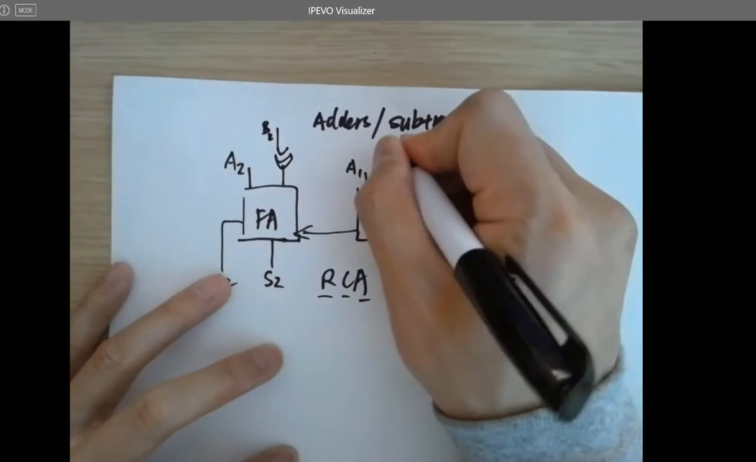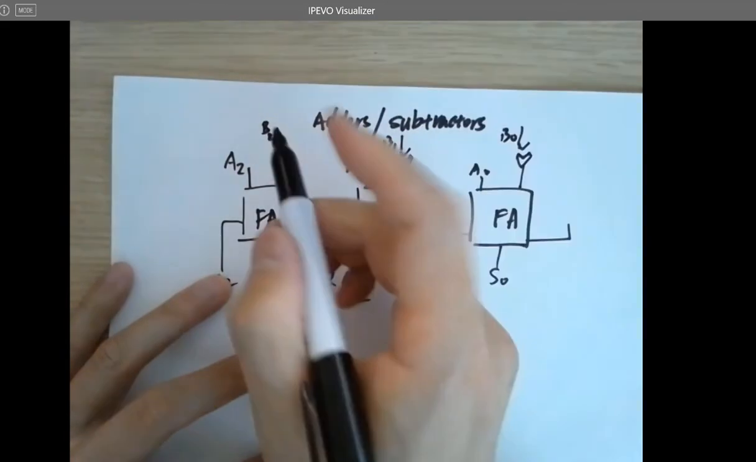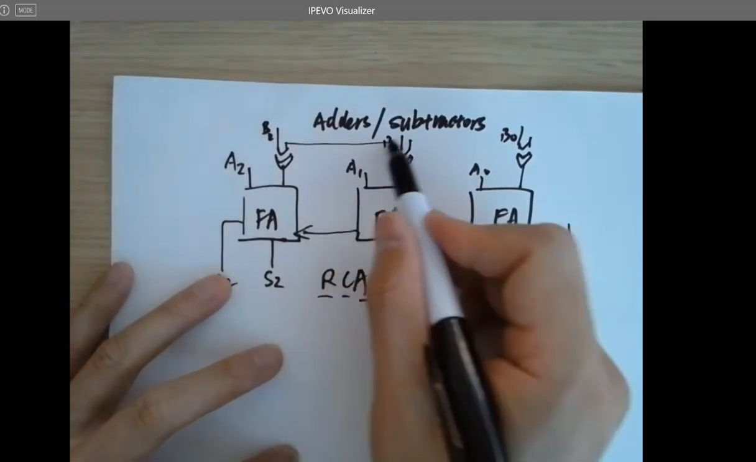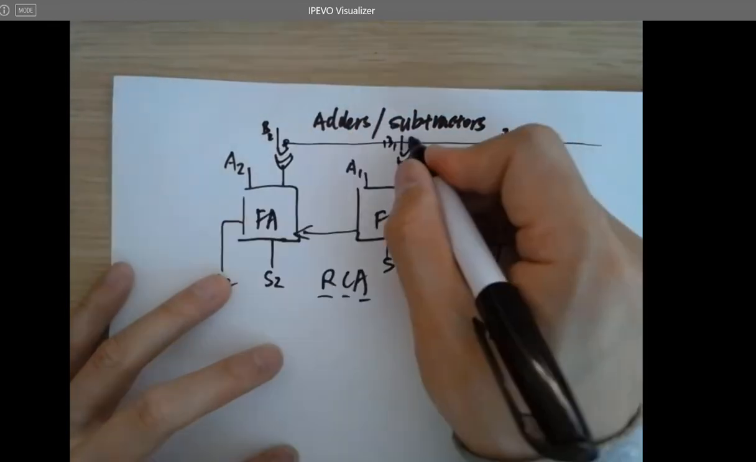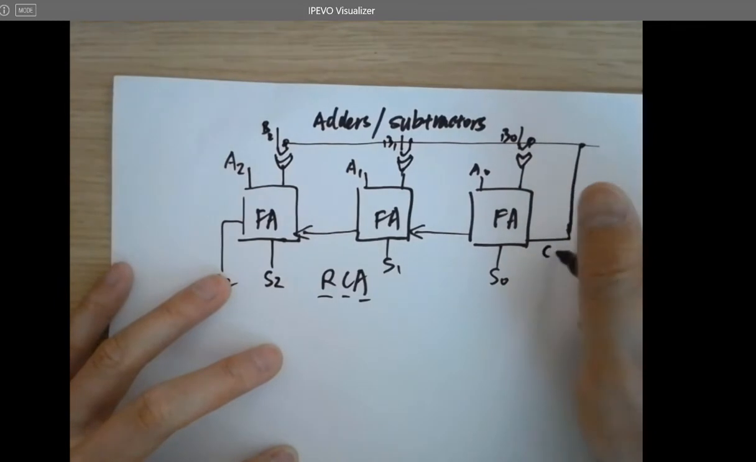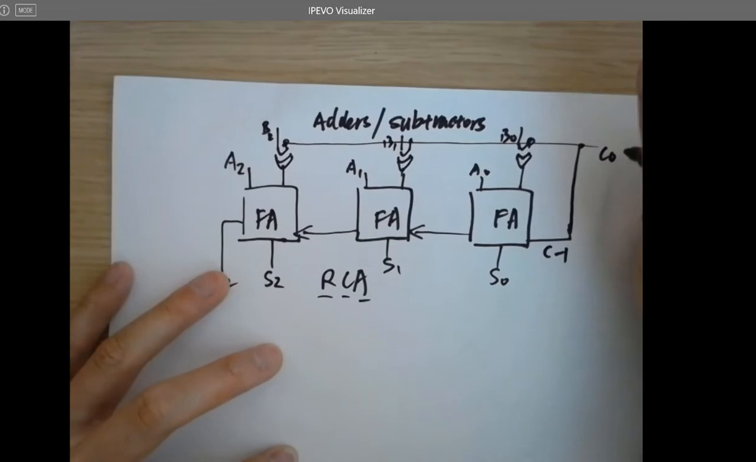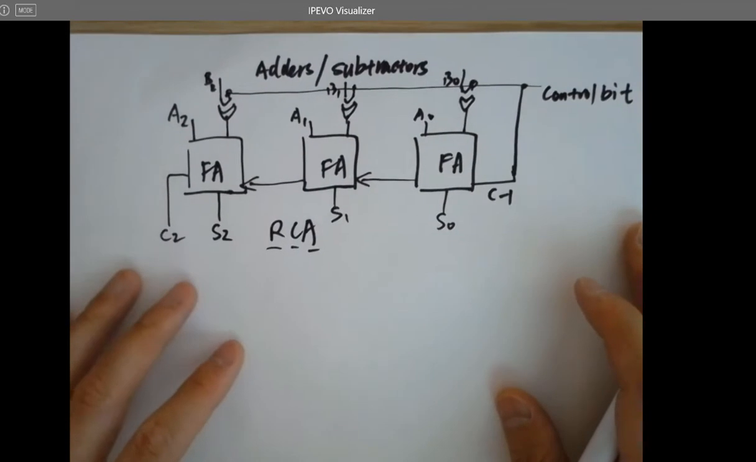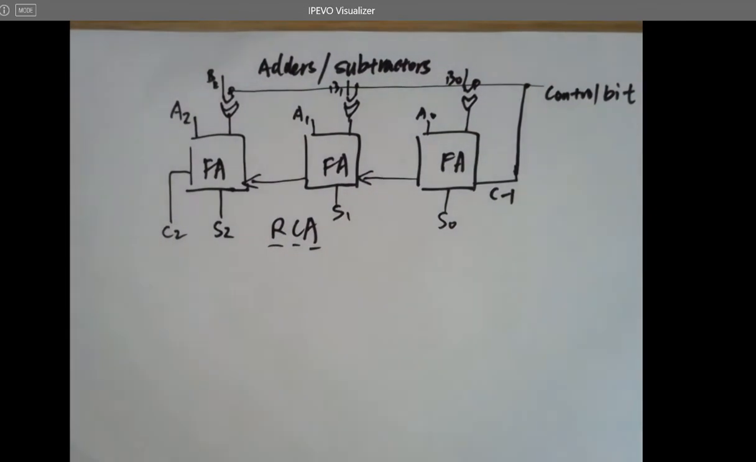B2, B1, B0. And here's a control bit. I'm going to short the control bit to C minus 1. Okay, so that's the basic structure of that ripple carrier adder and subtractor. Right? So whenever the control bit is 1 or 0, it's a subtractor.